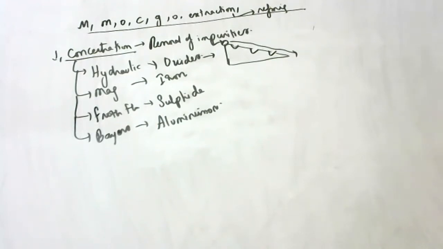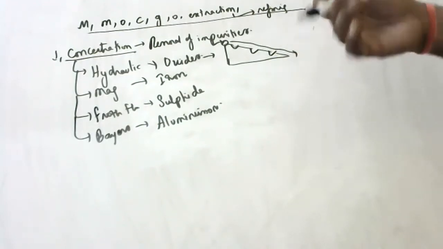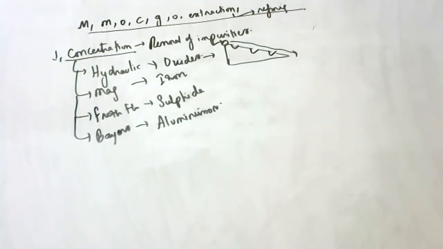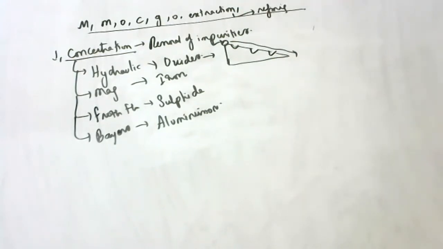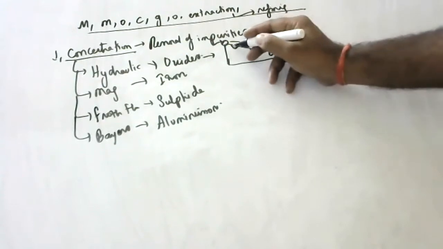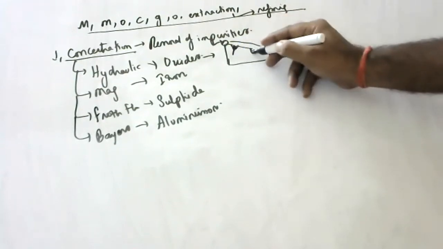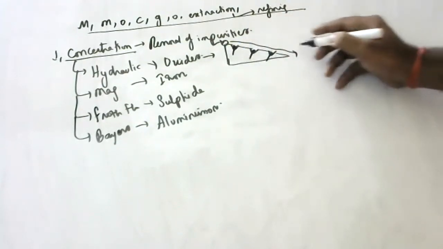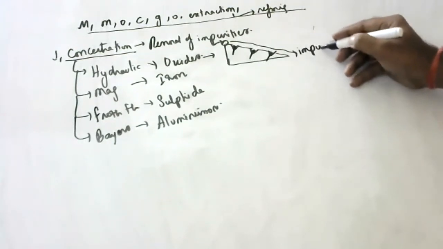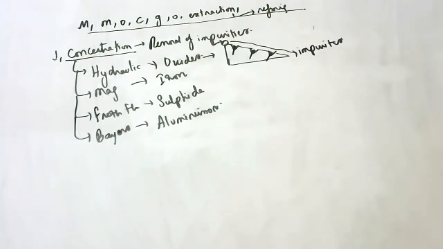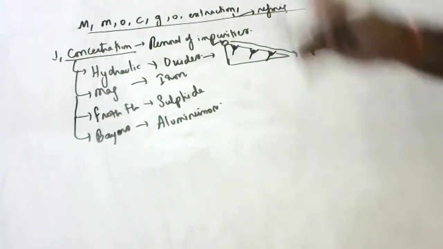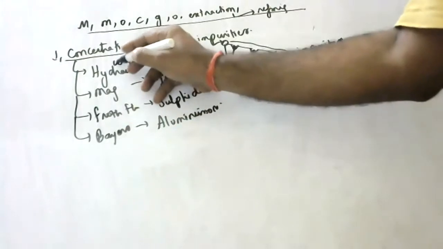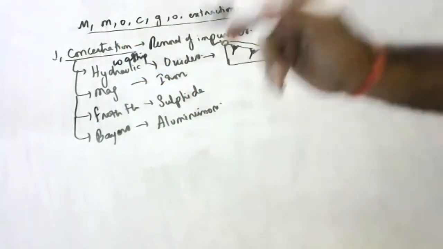So what happens? Ore particles are crushed and kept on a sloping surface. When they are kept, they are washed with the flow of water. So the less dense impurities are carried away by water, leaving the denser particles behind. So here the ore is left over, and all the impurities are washed away. So hydraulic washing is done for oxide ores.